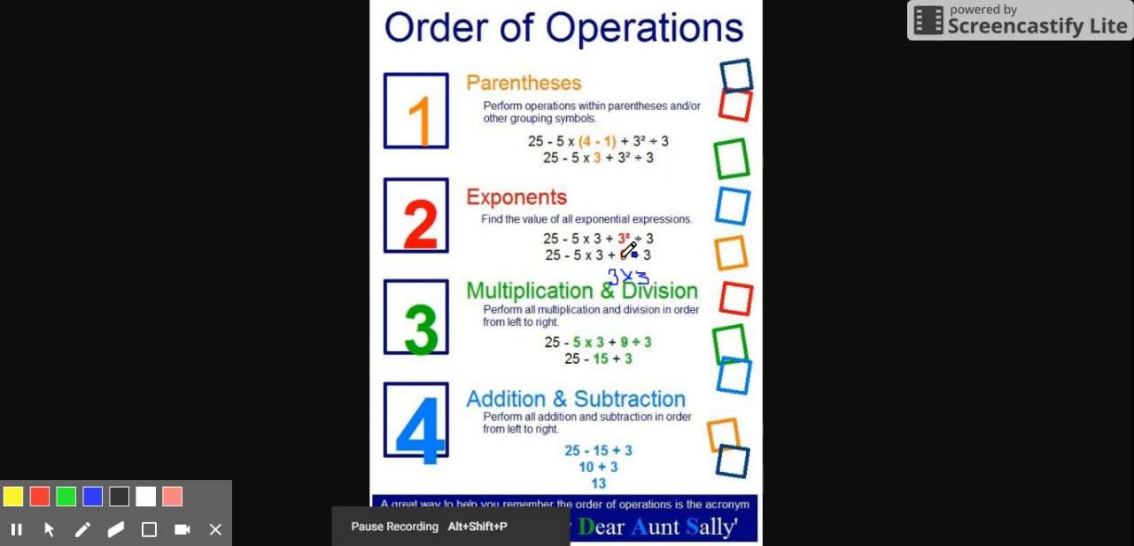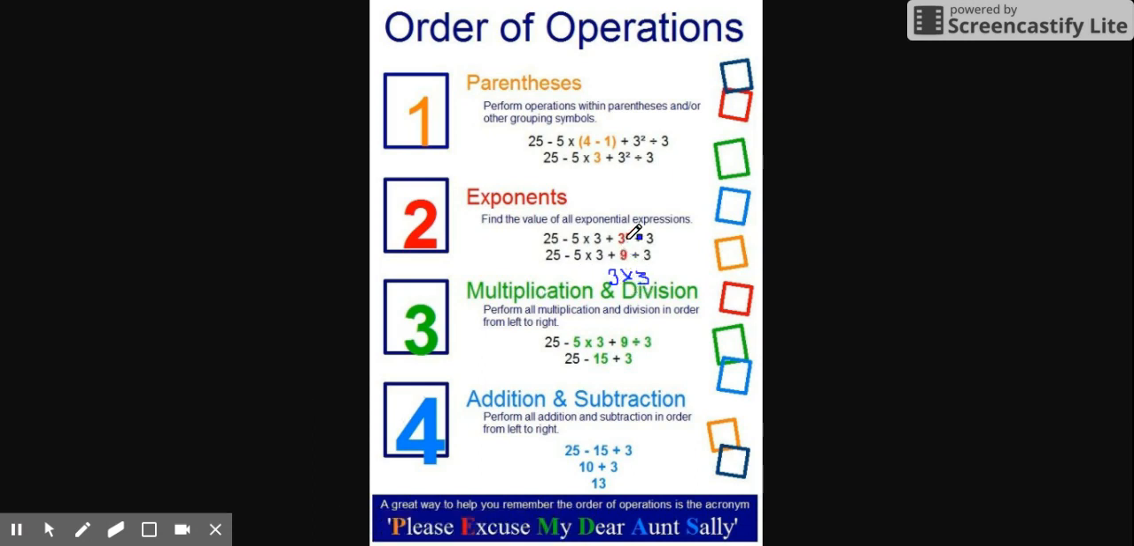Okay, so 3 times 3 is 9. That's the exponent. 3 to the second power means 3 times 3. So the only thing I performed so far is what's in parentheses first, which was 4 minus 1, and that answer is 3. Next I performed exponents, which is 3 to the second power, the same as 3 times 3, which equals 9, divided by 3. Everything I haven't done is still written the same way.